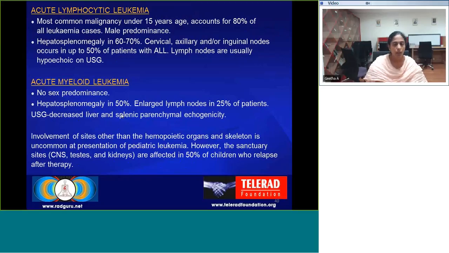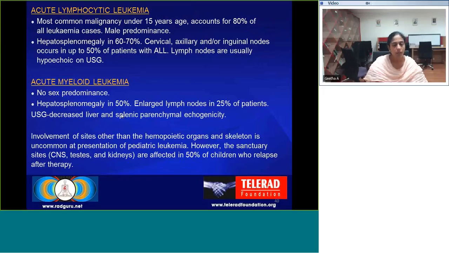Acute myeloid leukemia does not show any sex predominance. Hepatosplenomegaly is again seen in 50%. Enlarged lymph nodes are seen only in 25% of the patients. On ultrasound, the liver and spleen show decreased parenchymal echogenicity.